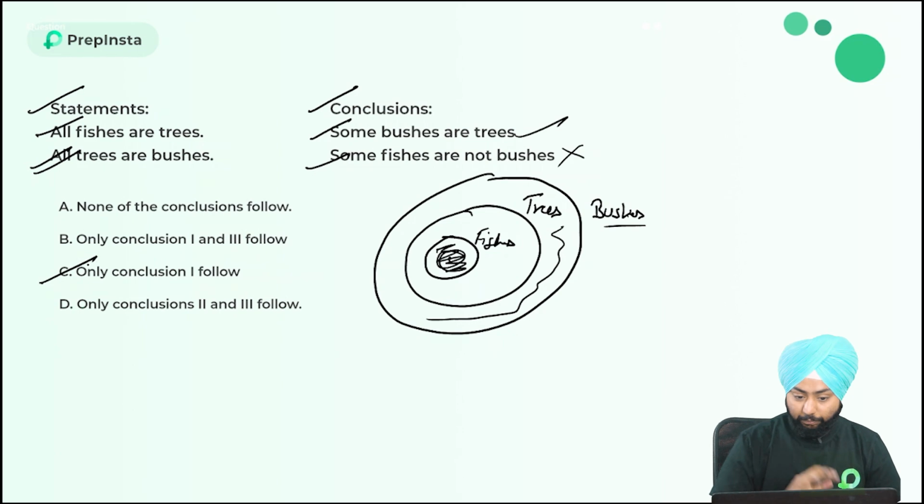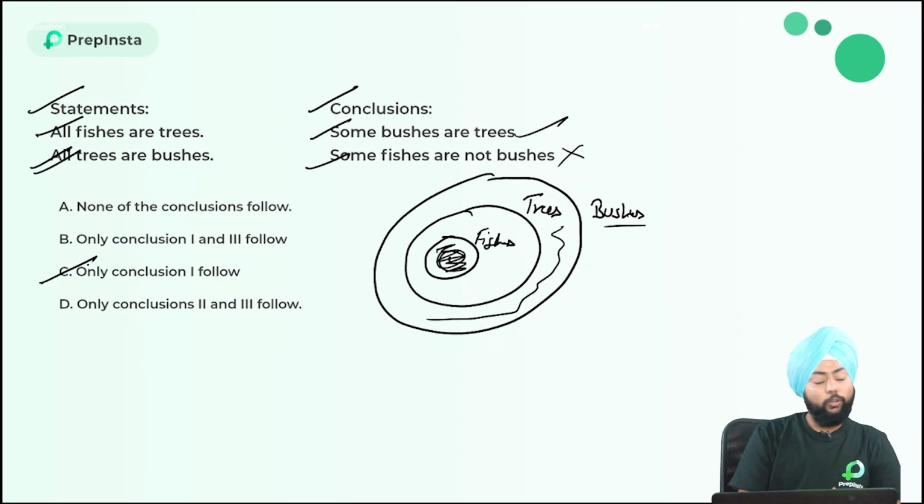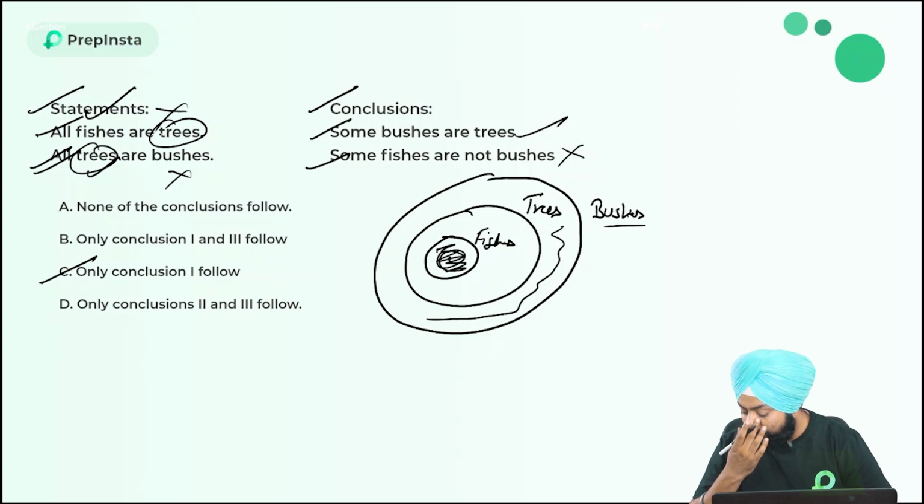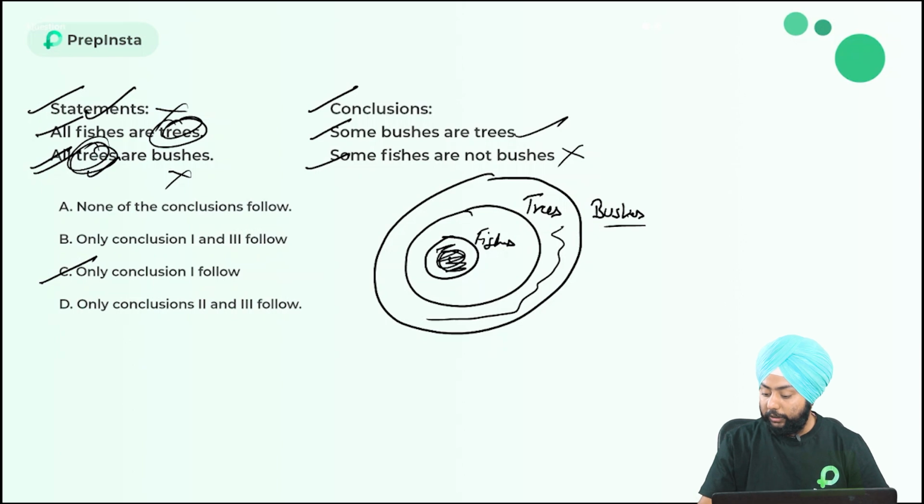Okay. So you can go with tick and cross also. All fishes are trees. So let me solve. So tick, cross, tick and cross. What is the middle term? Middle term is trees. So my answer should be all fishes are bushes, or bushes are trees. Yeah, correct. So all bushes are trees, correct. Yes, let's move forward now.